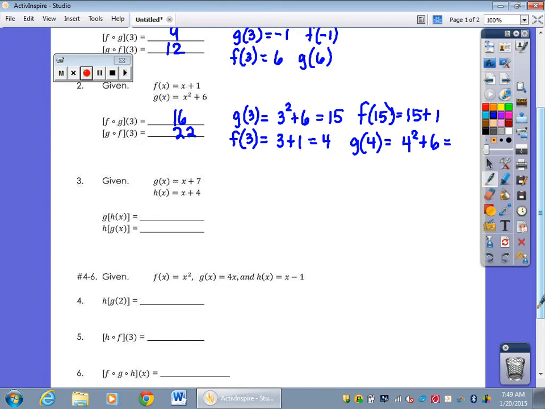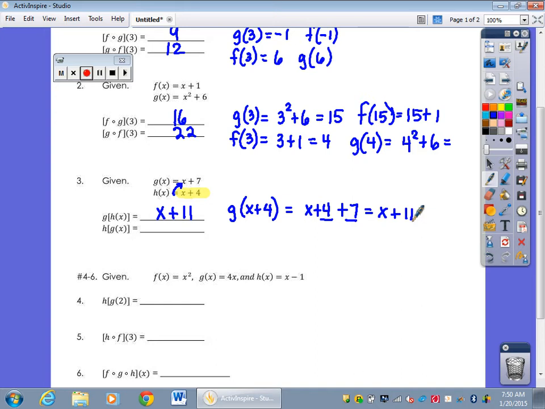In number 3, it's asking for g of h of x. So what they want you to do is take the h of x equation and substitute it into the g of x equation. So this is going to be g of x plus 4, because h of x is actually x plus 4. So you're going to do x plus 4 in the x spot and then plus 7. So this is going to be x plus 11. When you combine those like terms, you get x plus 11.